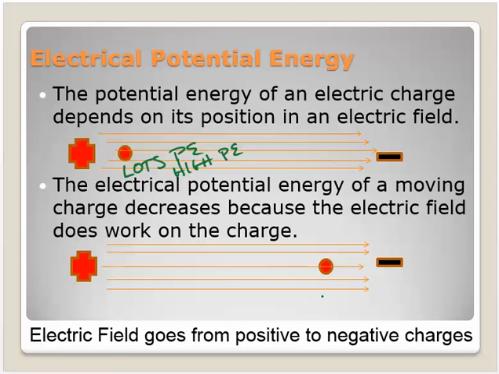Whereas in this example down here, the ball's much farther away, so there's less potential energy. And specifically electrical potential energy, because we're talking about electricity, not gravity. The electric field goes from positive to negative. So whenever we talk about electric field, and we won't talk about it a lot, but if we do, I want you to understand that the electric field is assumed to go from a positive charge to a negative charge.